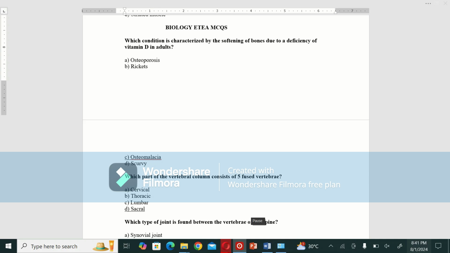Let's get started. So the first MCQ is: which condition is characterized by the softening of bones due to a deficiency of vitamin D in adults? A. Osteoporosis. B. Rickets. C. Osteomalacia. And D. Scurvy. So the correct option is C.